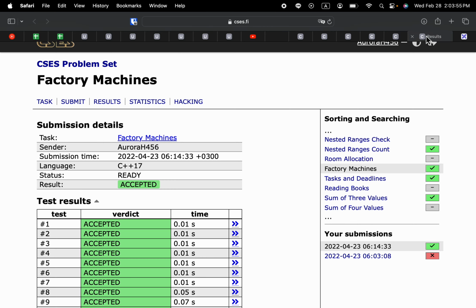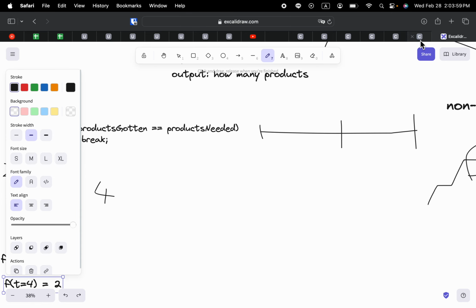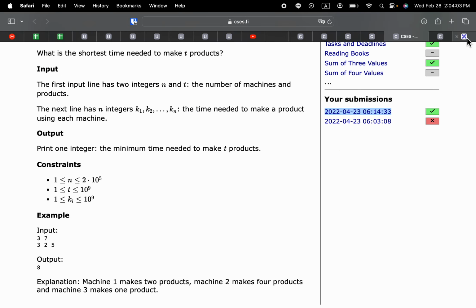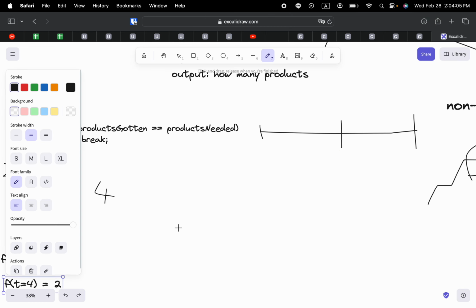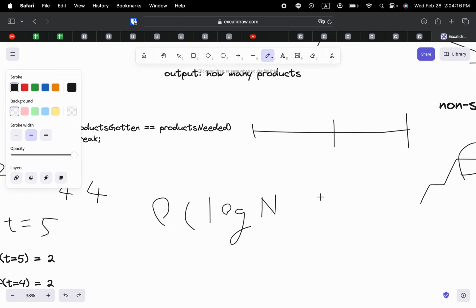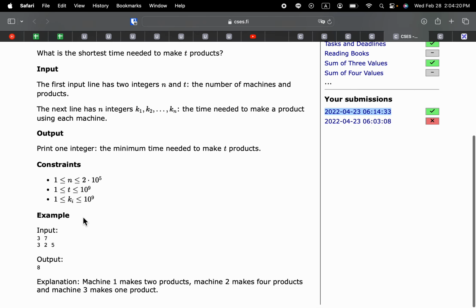Okay, so let's talk about the time complexity. What will be the time complexity of this algorithm? Log n. And what is n? The range maximum for the t, 2 times 10 to the 5.